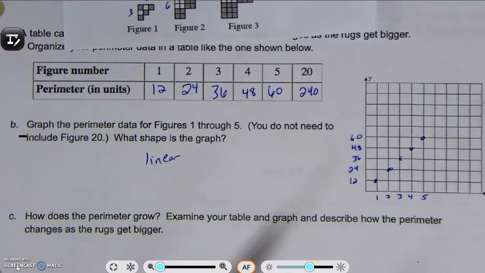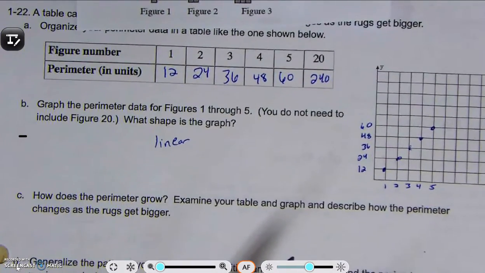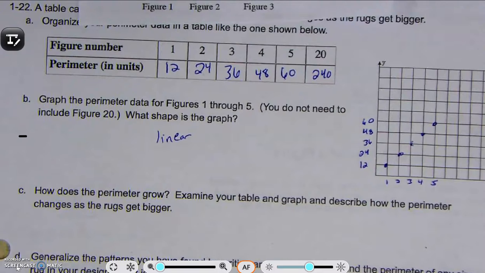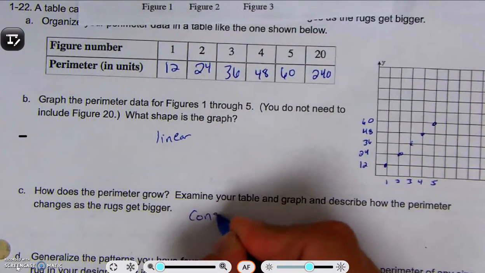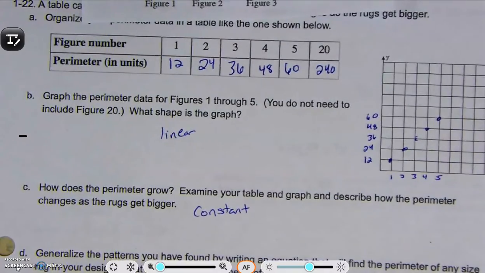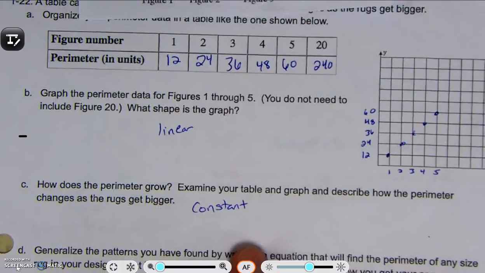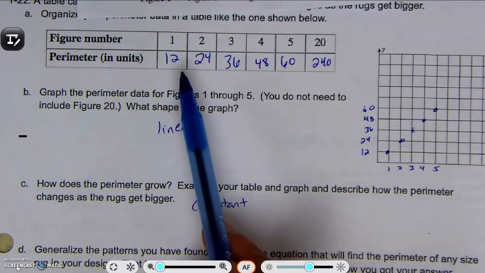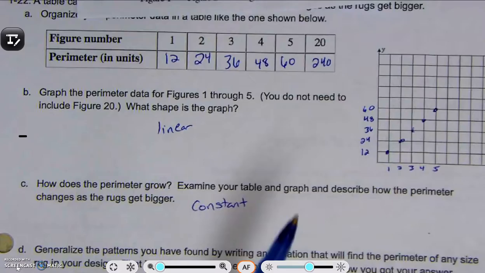So then our next question, if we look at C, how does the perimeter grow? Examine your table and graph and describe how the perimeter changes as the row gets bigger. So it grows at the same rate, so it's going to grow at a constant rate. And it'll be linear again. So it's growing at a constant rate. Each of these things, it's just adding 12 to each of those.